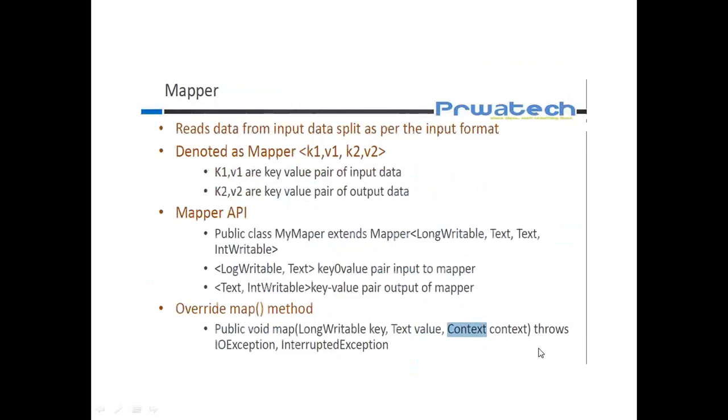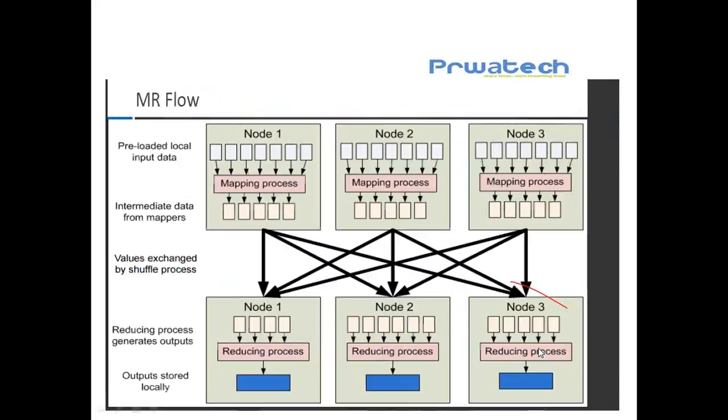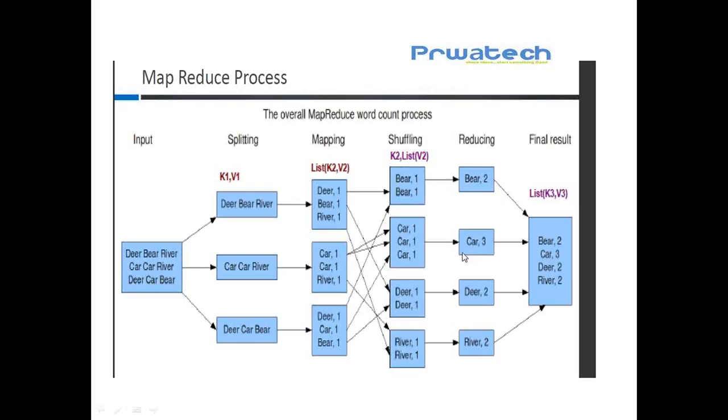Now let's take the universal flow for MR. You can see here that the mapper output becomes the reducer input, right? And the reducer output is called the final output, right? Fine guys, the mapper output becomes the reducer input, and the reducer output becomes the final output.